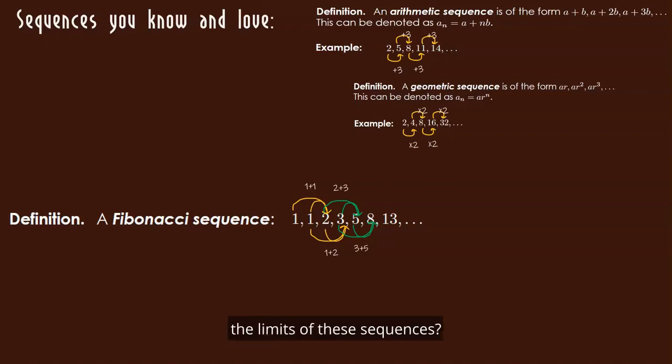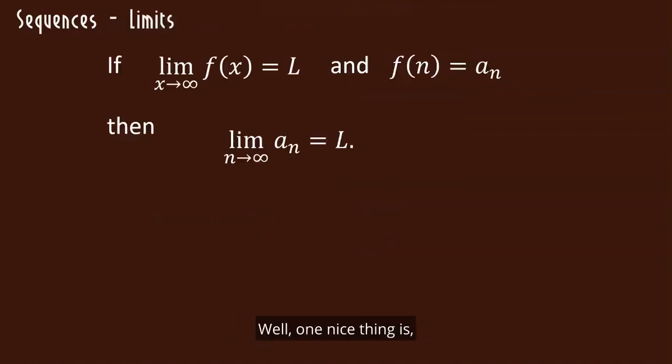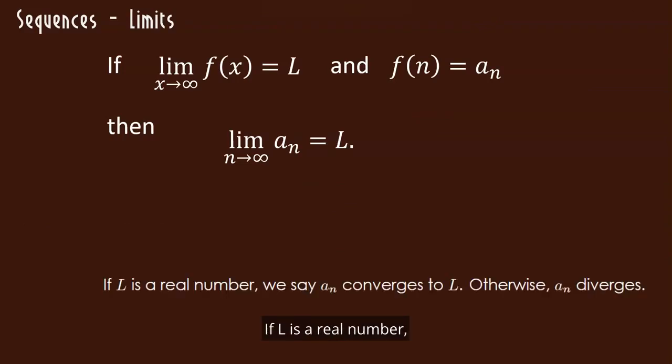Now, what can we say about the limits of these sequences? Well, one nice thing is if we know that the limit of a function is L and f of n equals a sub n, then the limit of that sequence is L. If L is a real number, we say a sub n converges to L. Otherwise, we say a sub n diverges. So this is nice. Now we can use all those rules and regulations and theorems that we learned about limits and bring them into figuring out the limits of sequences.